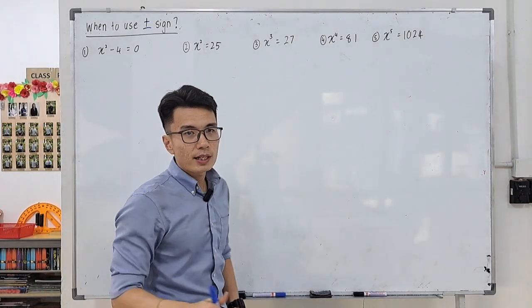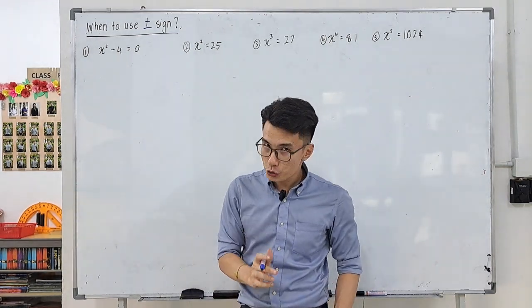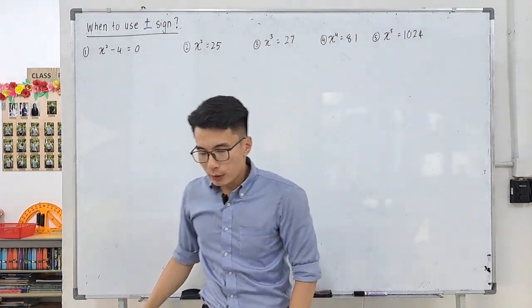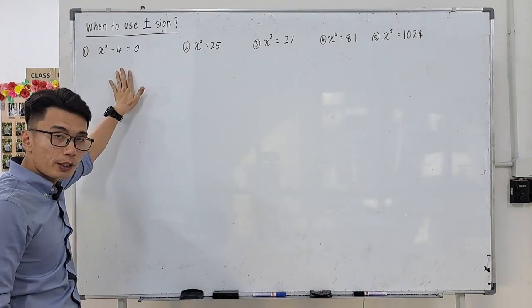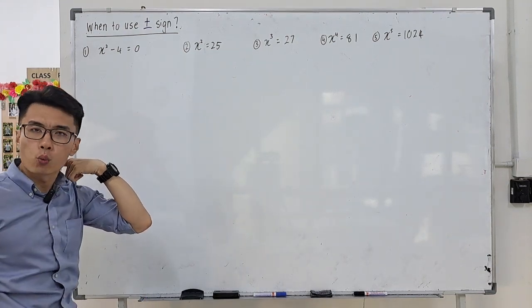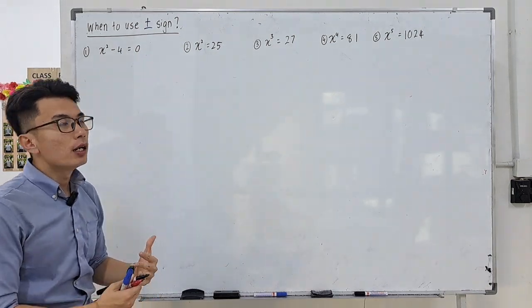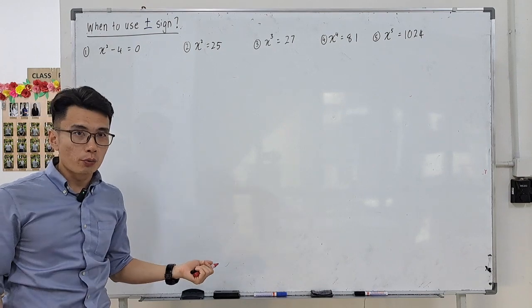Okay, so for our class today, I'll be teaching you when you should use the plus minus sign over here. Now let's just say I have this equation over here and I would like to work out all the possible values of x that will make this equation true. So what can I do over here?